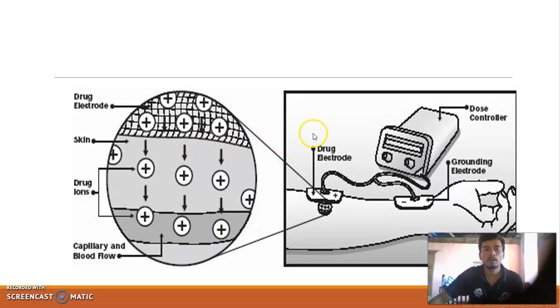This is the working of the principle, where we can see the drug electrode which is either positive or negative. This is the iontophoresis device: grounding electrode, dose controller, drug electrode, skin, drug ions, where the movement of the drugs you can see easily in this slide. This is the skin layer. Drug ions are moving to the blood vessels.